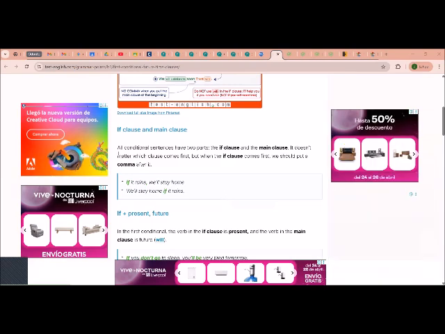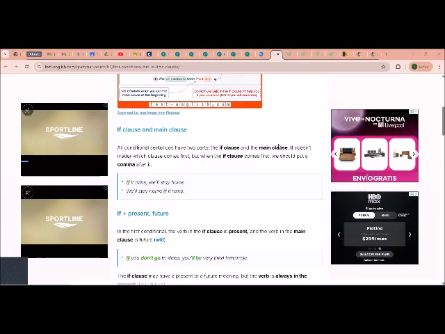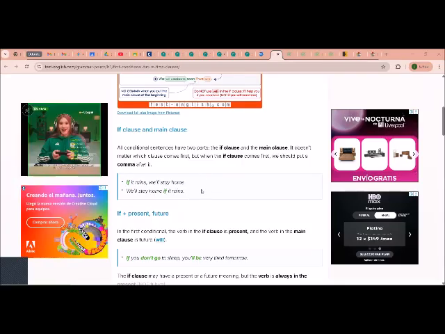Remember, all our conditional phrases will have a condition clause or the if clause and a resulting clause, which is the main clause. You can start with the if clause: if it rains, we'll stay home. Or you can start with the result: we'll stay home if it rains, right?